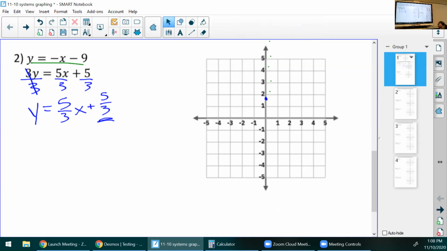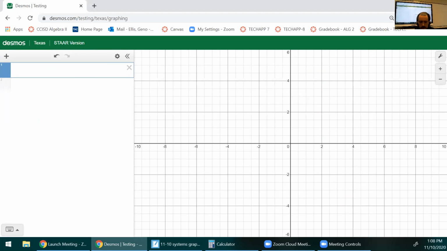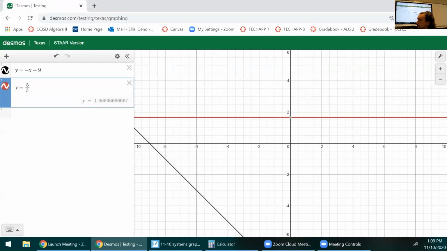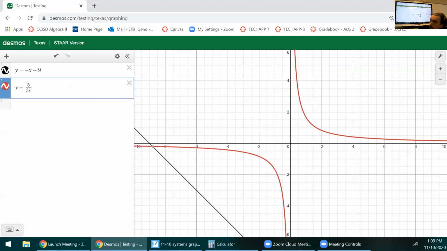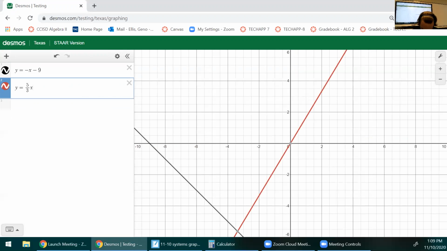So what can we do? Let's go back to our calculator. There it is. Let's delete our old graphs. We can start over. So we had y equals -x minus 9. And then we had y equals 5/3. And then make sure you press the right arrow, because if you put your x in the denominator, you get a totally different graph, which looks cool, but it's not what we want. 5/3 x plus 5/3 again.